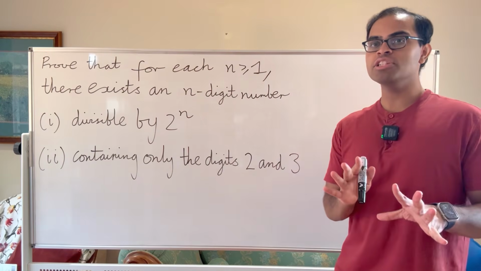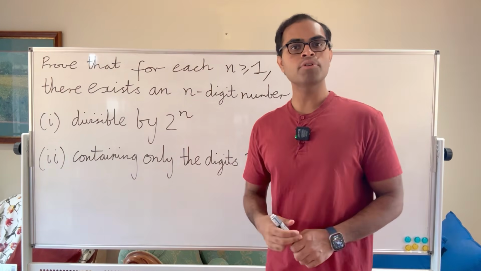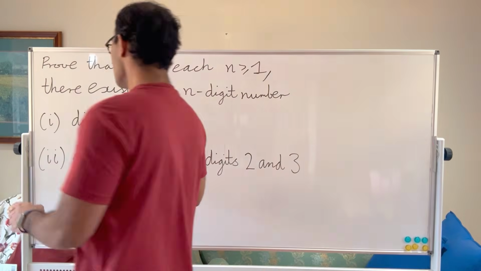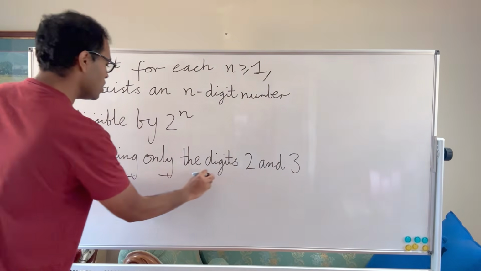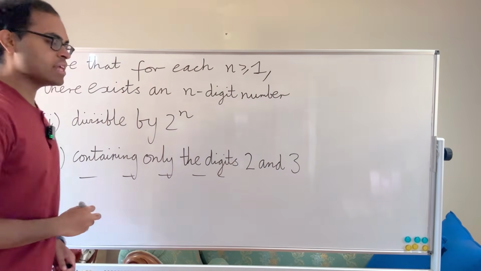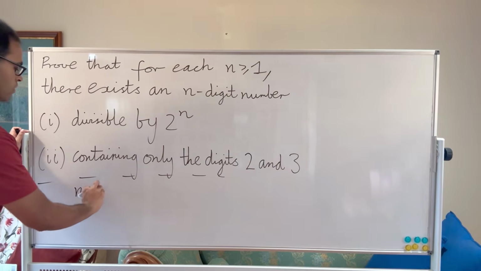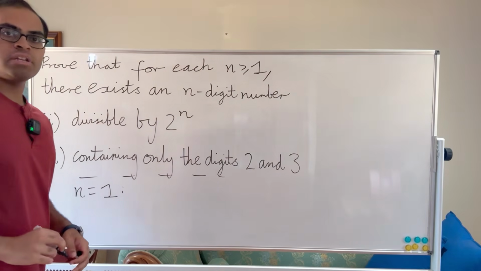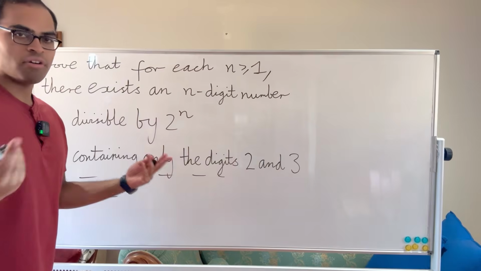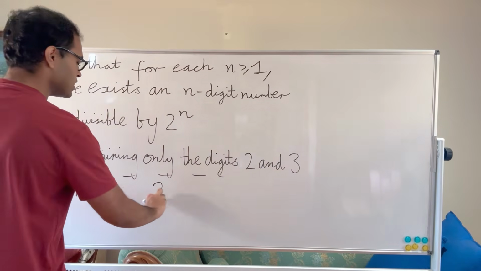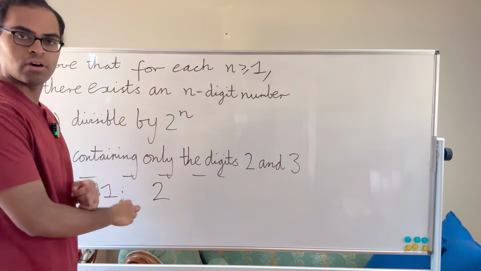And I'm going to leave a challenge to you. Can you actually write down what that number should be, for example, in some cases? So let's just dive into the video, and what we're going to do is look at what this looks like for n equals 1, 2, and 3. For n equals 1, we're looking at a one-digit number divisible by 2 to the power 1, which is 2. Of course, 2 is the only number. It has to also contain only the digits 2 and 3. So 2 is the only number.